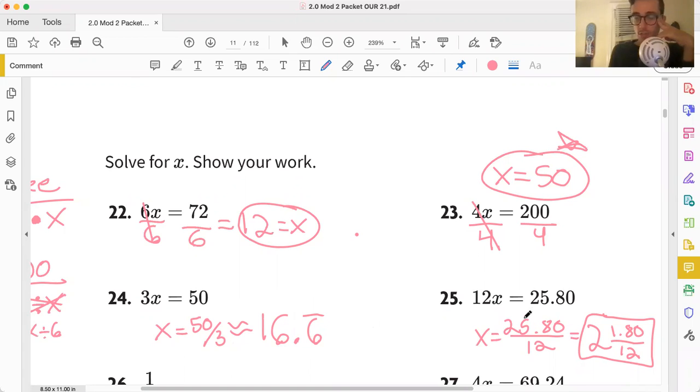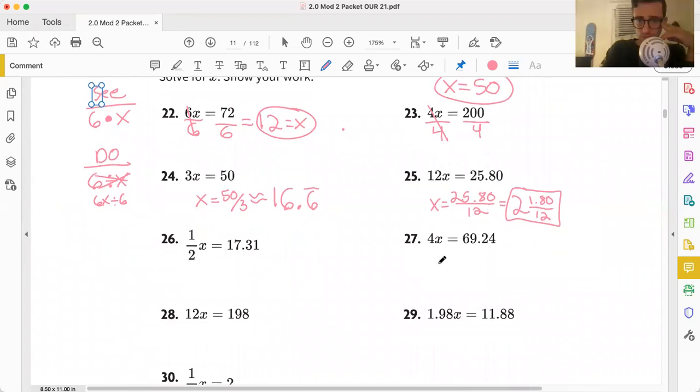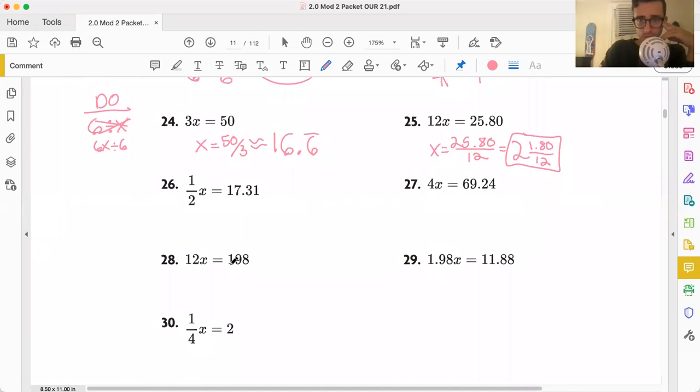Over here, 25.80 divided by 12. You have 2 as a whole number, and then left over 1.80 divided by 12 is your remainder. Capiche? So with the other problems here, think opposites. 28 is awfully similar. 29 is awfully similar. 27 is also awfully similar.